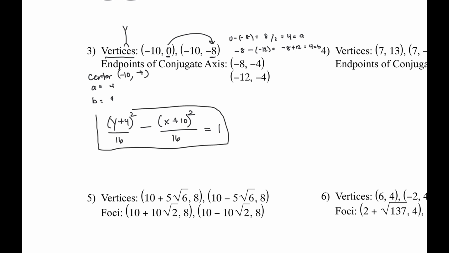It's pretty easy when you're given something like this. The vertices and covertices, or the vertices and the endpoints of the conjugate axis, they pretty much lead you directly to the three values you need: the center, A, and B, and then of course you can tell which way it opens up. So that's a really pretty easy one to get. You really want to get something like that. Let's go down and look at number 5.